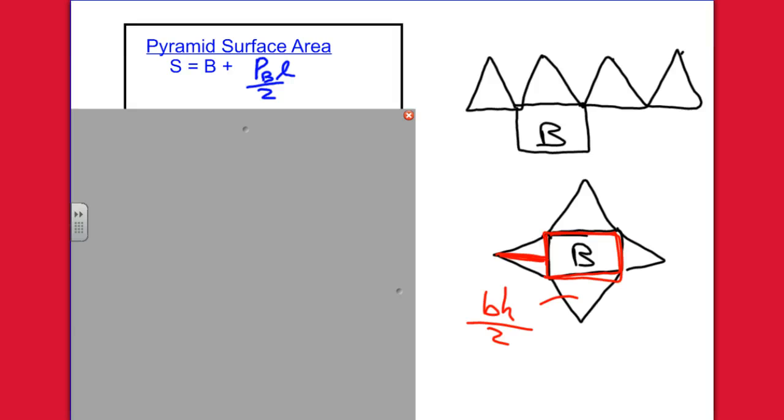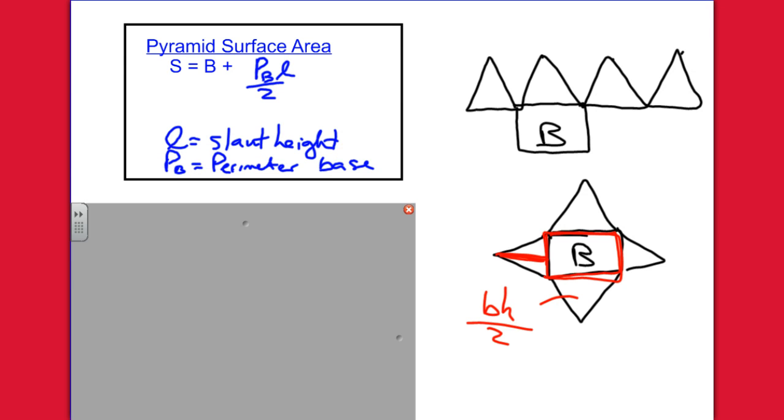Pyramids have 1 base area. You need to leave it a capital B because each pyramid has a different kind of base, right? And then perimeter of your base times the slant height. Those are your little triangle heights out there, right? Divided by 2. And you might want to include what L and P mean inside your rule box.